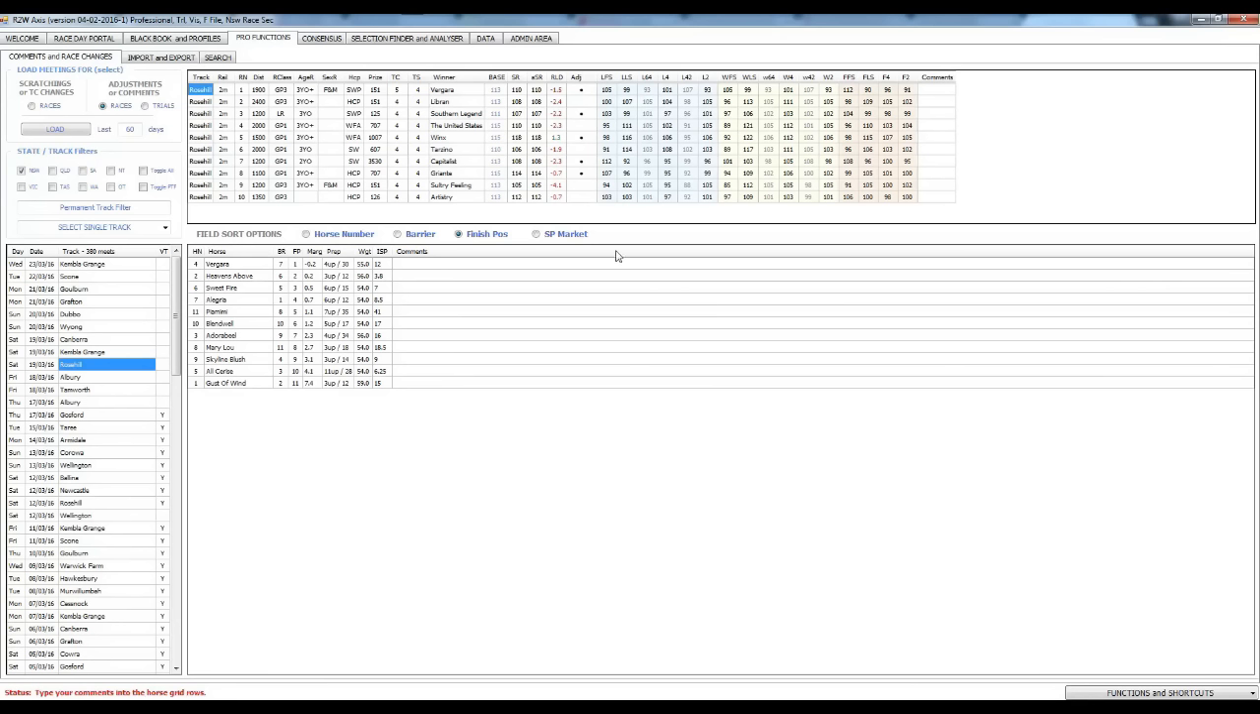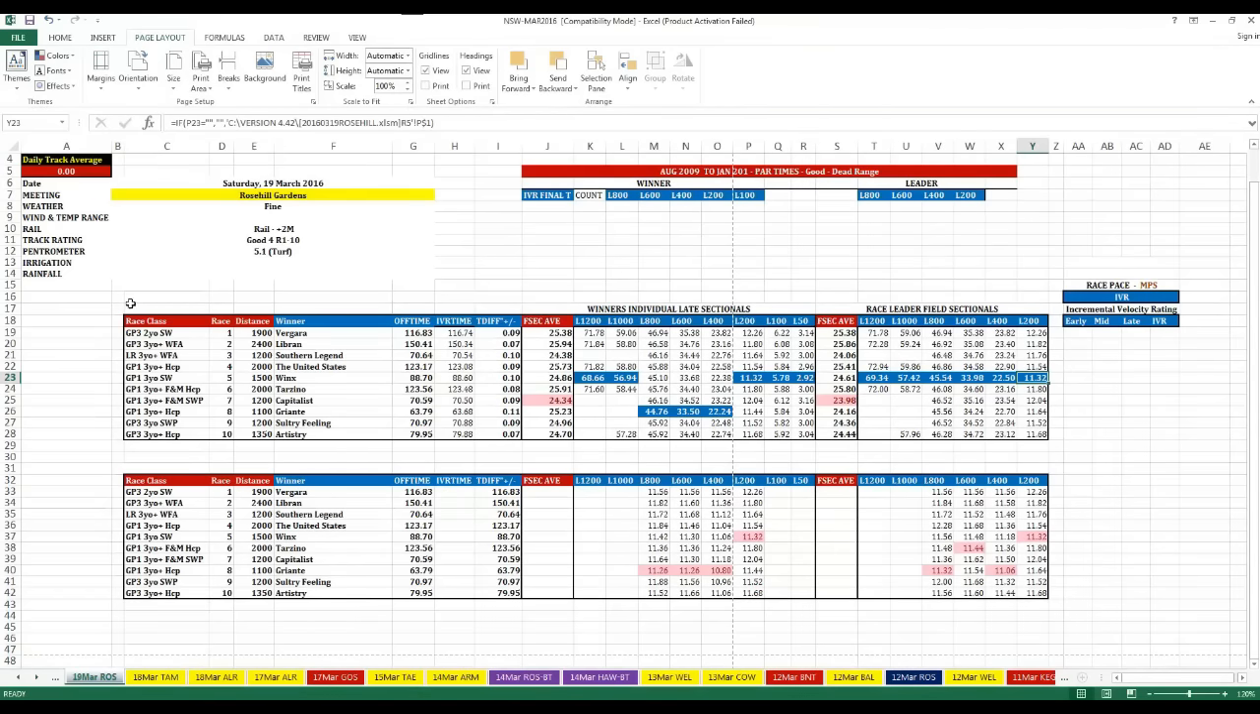The other things here represent sectional times. They'll look like gibberish to anyone that hasn't used this program before, but I use a combination of their sectional times, and I also use Vince Icardi's check times, and I'll have a look at his IVR stuff as well.